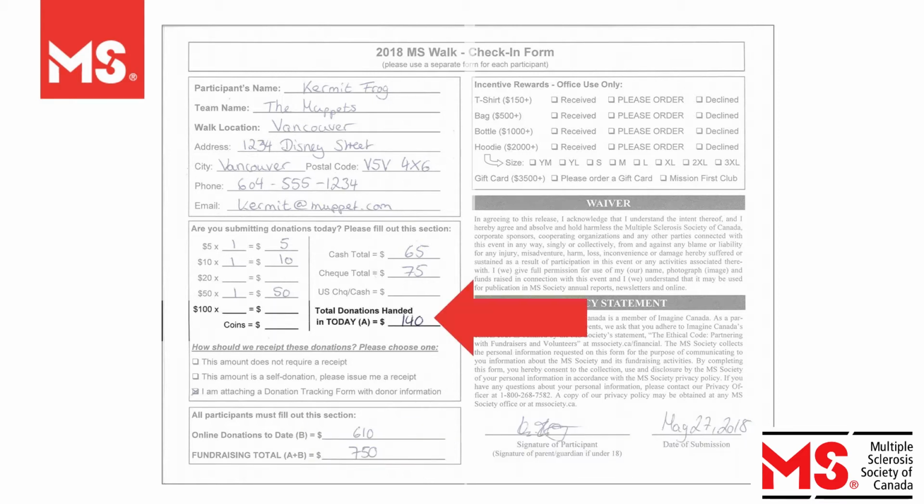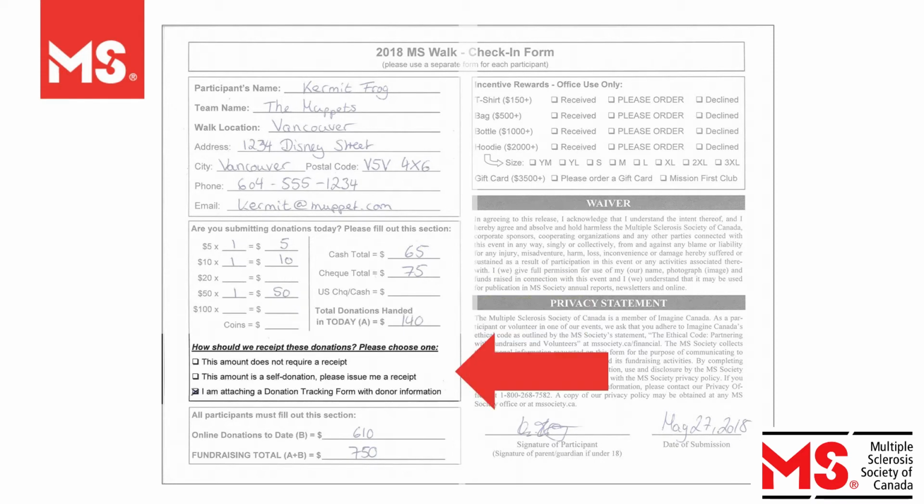Donations handed in today. If they are bringing in cash or checks, they should list the amounts here. Give them a calculator if they need help adding up the amounts. If they are not bringing in any cash or checks, simply write a 0 in the total donations handed in today section.